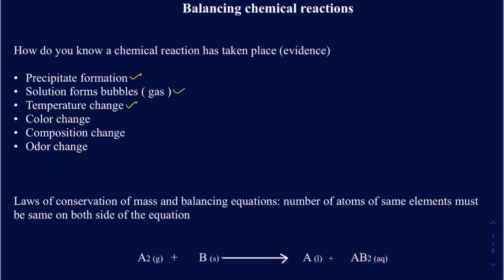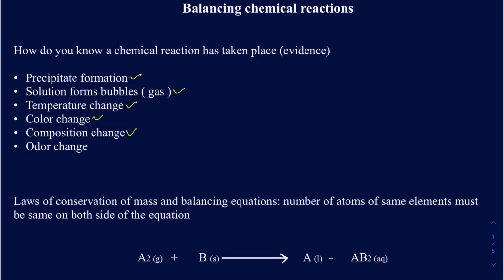The next one is a color change. Sometimes when you mix two chemicals, there is a sharp color change, and that tells you it's a chemical reaction. We can also see composition change in some reactions. For example, if you burn something, it turns into ashes, so that's the change in the composition. And when you're burning something, it's also producing a lot of energy, so that also tells you it's a chemical reaction. You may see a change in the odor for some of the chemical reactions.